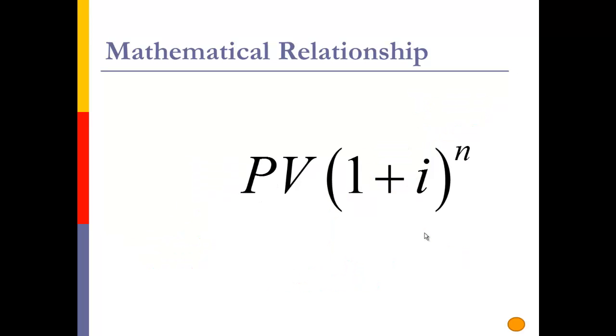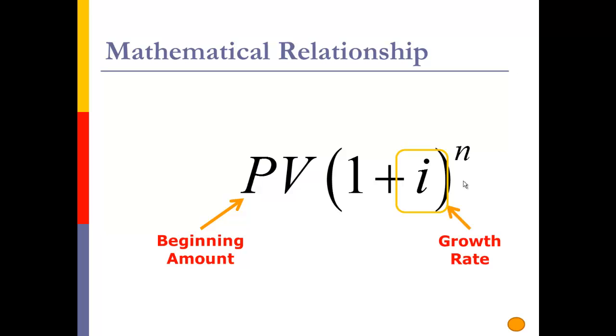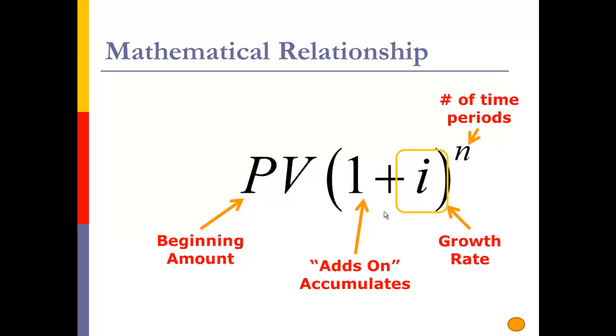Now we can actually change this and make this a nice formula. So what used to be the beginning amount we'll call present value, PV. We've got our 1. This is the 100%. That's why it's in this formula. We've got our interest rate. So we're increasing 10%. So that's our interest rate. That's our rate of change, percentage rate of change. And then our N up there represents the power, represents the number of compounding periods. How many times do we do a 10% increase or an increase of that thing? Okay, so we got beginning amount, we have our growth rate, we have the 1 because it adds on, accumulates, and then we have the number of time periods.